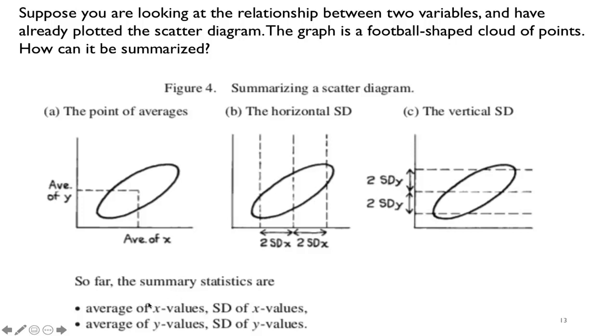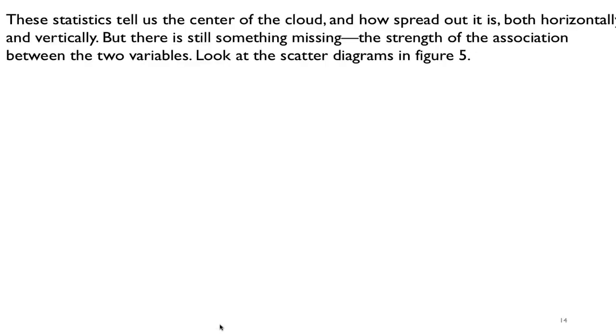So we can divide the spread into two different directions. The summary statistics that we want to look at are the average of all the x values and the SD of all the x values. Again, ignoring the y values, look at only the x values, find the average, find the SD, and do the same thing for the y values. Ignore all the x values and find the average and the SD of the y values. And so these will help us understand more about our data.